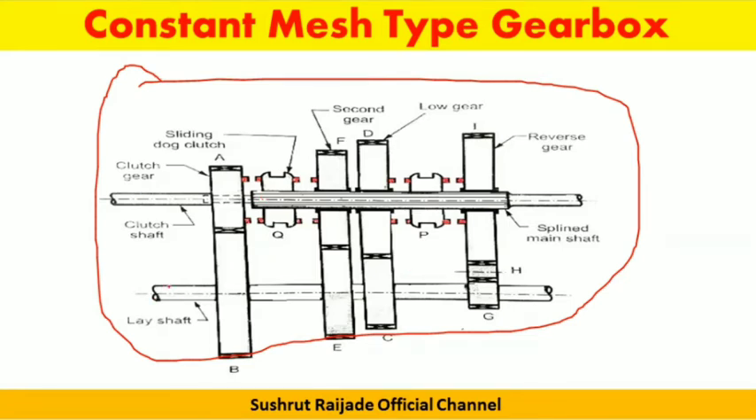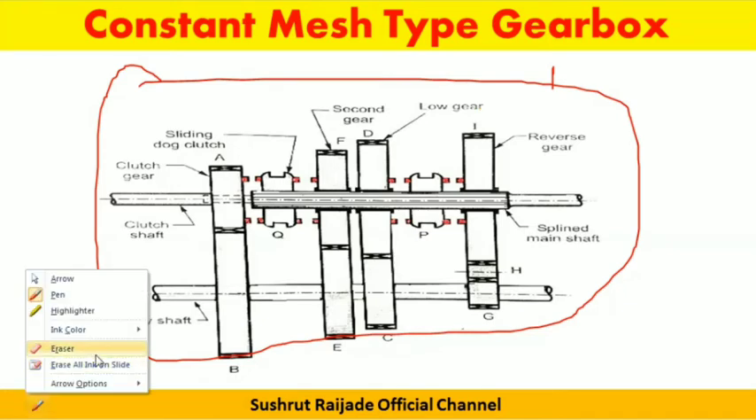As I said earlier, the lay shaft is mounted in the bearing, and the bearings are mounted in the transmission case. This case also provides an enclosure for the lubricating oil. It is generally made of aluminum so that we can reduce the weight of the gearbox. This case has a vent at its top surface to ensure atmospheric pressure inside the gearbox.